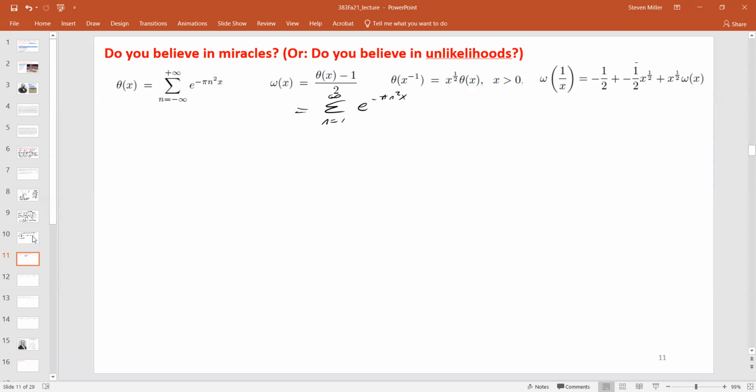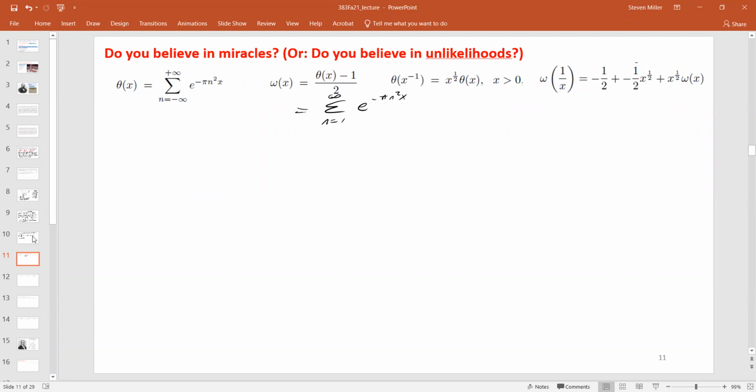Now, we talked about how the gamma function satisfies a functional equation. It turns out the theta function satisfies a functional equation. Theta of 1 over x is equal to the square root of x times theta of x. And not surprisingly, if theta satisfies a functional equation, omega should satisfy a functional equation. You should be able to get this by just substituting in and doing some algebra. So when you do the algebra, you get omega of 1 over x is minus 1/2 plus 1/2 x to the 1/2 plus x to the 1/2 omega of x.